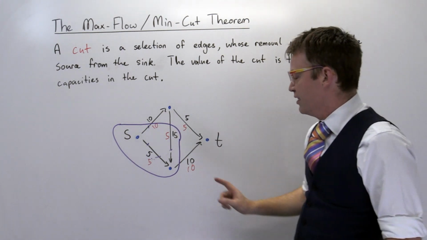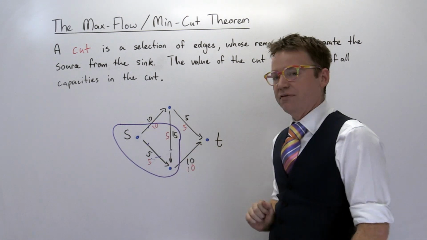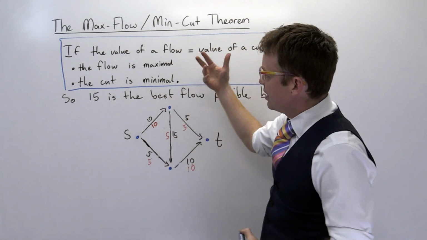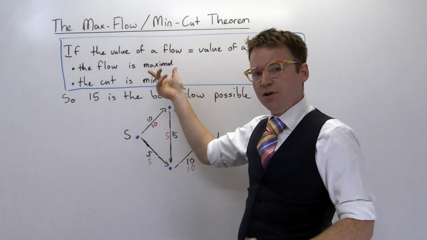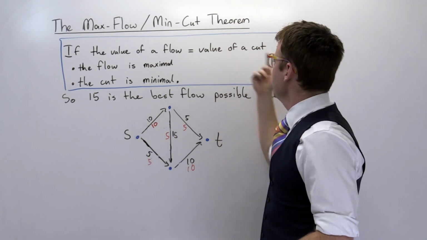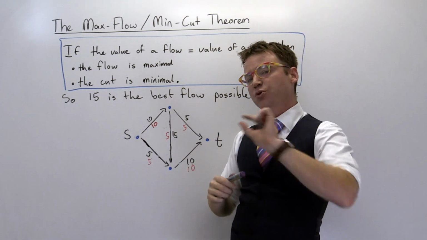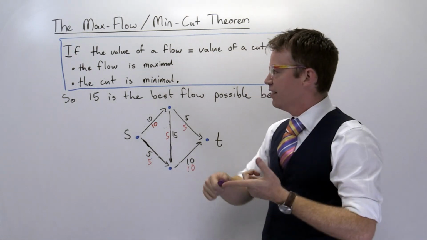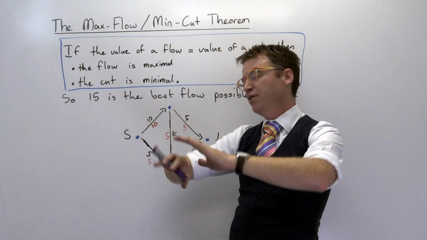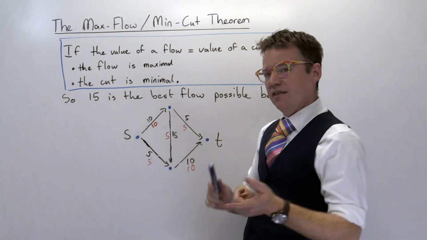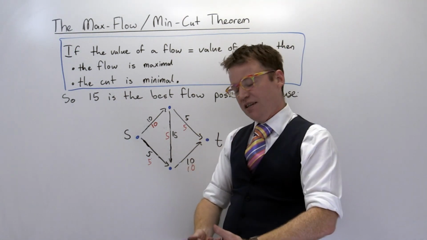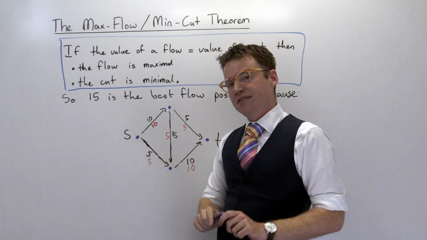So the value of this cut is 20, not 35. And now we come to the max flow min cut theorem. The theorem states that if the value of a flow, that is the amount of stuff you can transport from source to sink, is equal to the value of the cut, then you get two pieces of information. One, the flow is the best possible flow. It's the maximum flow. There is no better flow. Two, the cut you made is the minimal possible cut. There are no smaller cuts.